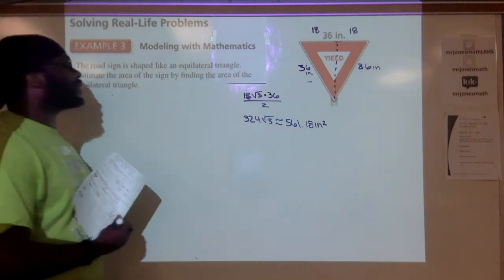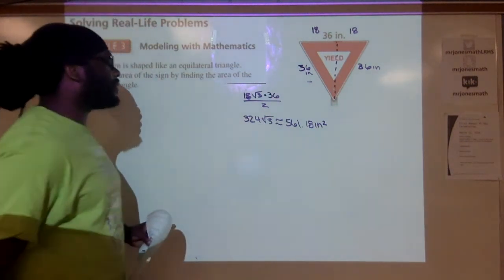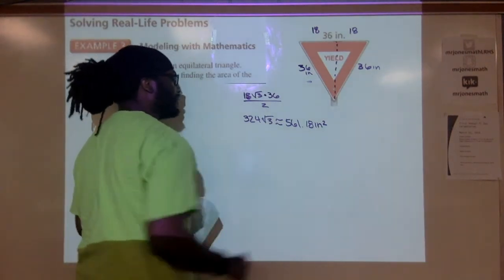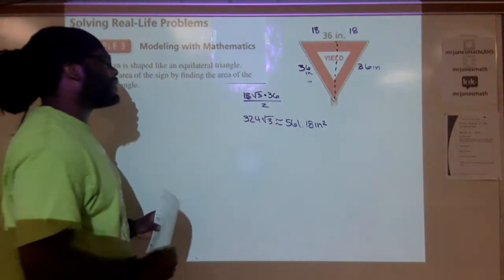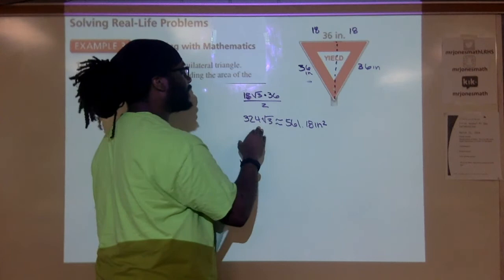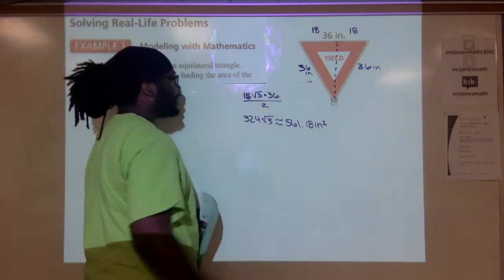Since this is a real life problem, it's not practical to leave it in simplest radical form, so we can find what the measurement is about. So it's 561.18. Now, in other problems that aren't real life, we should be used to seeing it this way, but we need to know how to do it both ways.